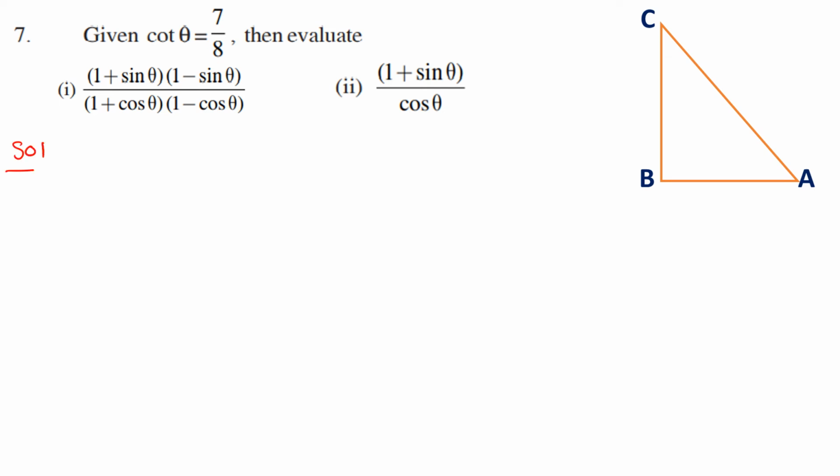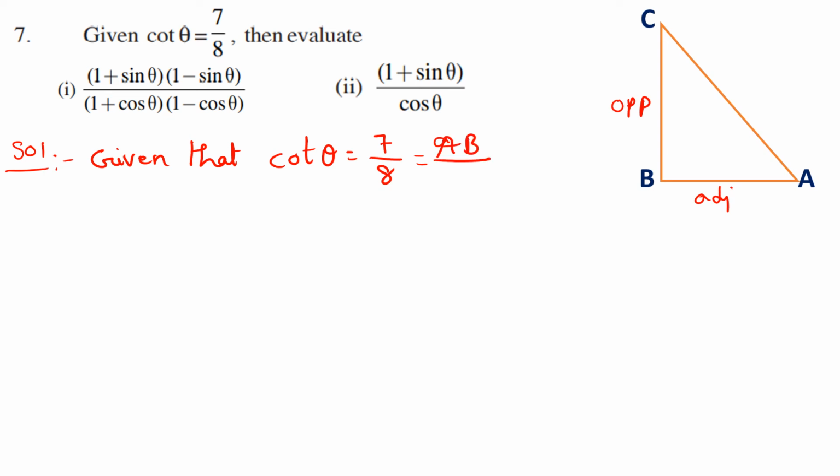Given that cot theta equals 7 by 8. Cot theta means adjacent to theta by opposite, right? So that is AB by BC, which is 7 by 8. BC is 8 and AB is 7.